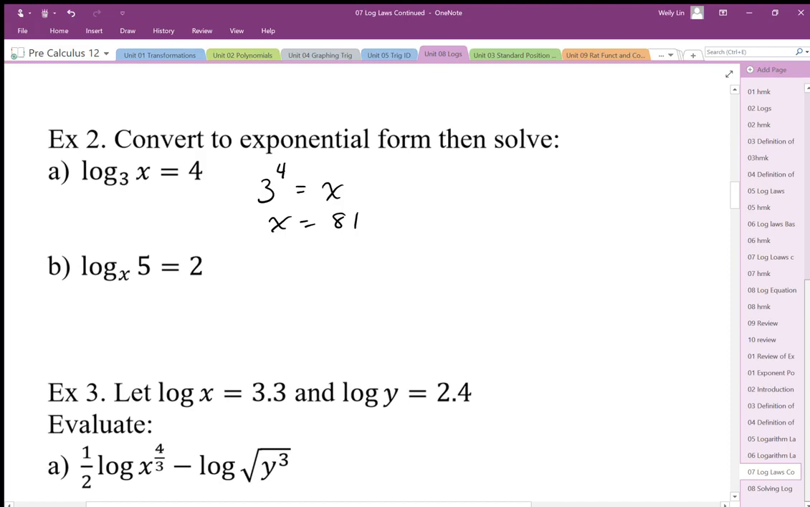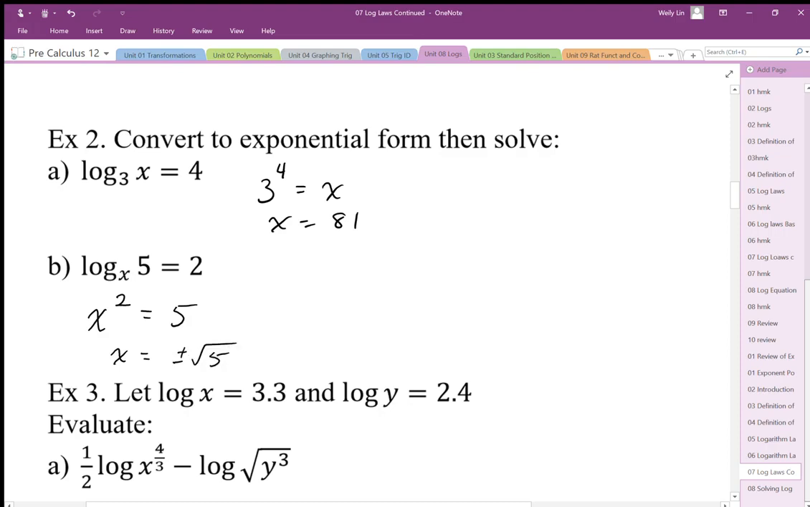Here, same thing. In the log form, I can't solve for this. I can't actually find x. But if I rewrite this with my base, the log equals the exponent, so there's my exponent. It equals the argument. I can actually solve for x, so plus minus square root 5.